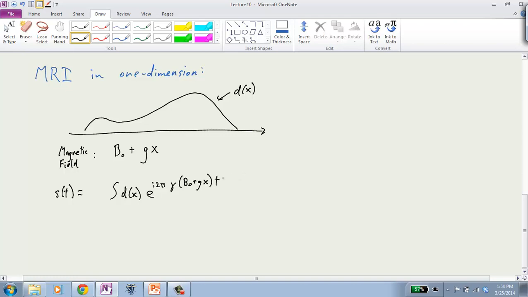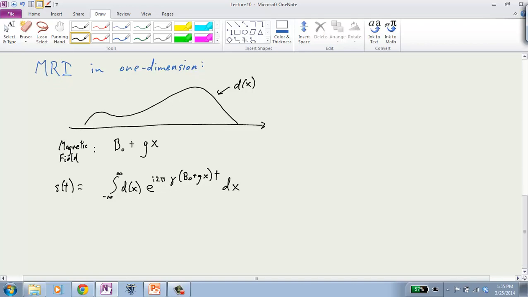Times t. Now I integrate over x because my antenna that's receiving this is just combining all of the signal from every point in the space, right? So this is what I get back. Let's rewrite this. I'm going to pull out this part, the e^{i2πγB₀t}. That pulls out of the integral.